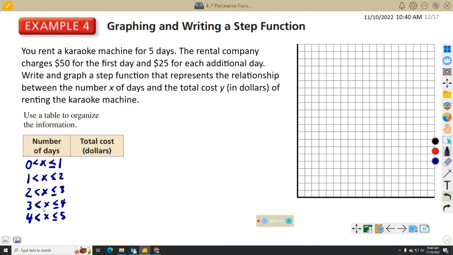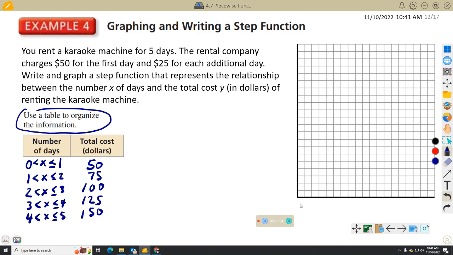Okay, so what's our total cost here? The rental company charges $50 for the first day, okay, so that would include here, and then $25 for each additional day. So that means additional 50 plus 25 would be 75, and then another 25 would be 100, then 125, and then 150. Okay, so it's a good idea to organize your information in a table before you start trying to do any kind of graphs or anything like that. So that's the inputs and outputs organized for us here.